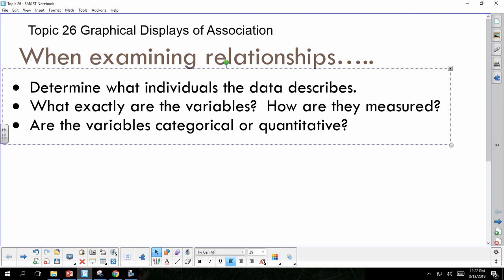Determine what individuals the data describes. What exactly are the variables? How are they measured? And are the variables categorical or quantitative? We should have this down by this point. It's the first thing we do whenever we're looking at any data set.